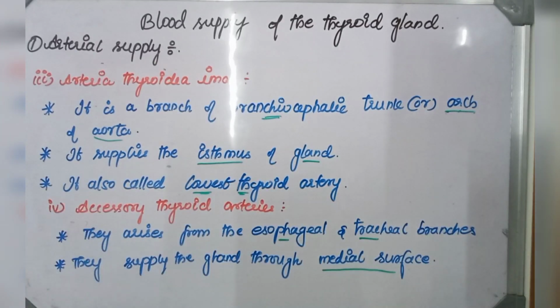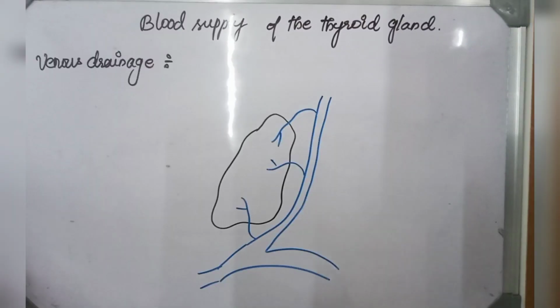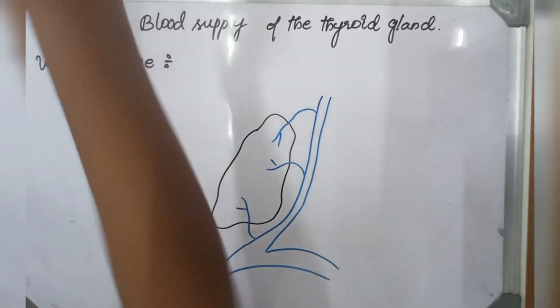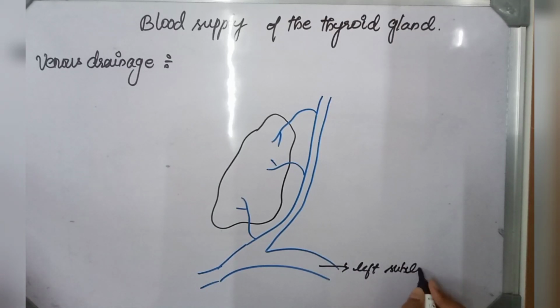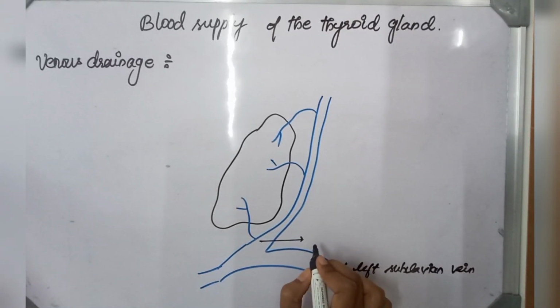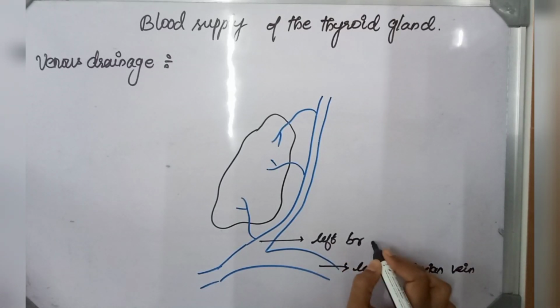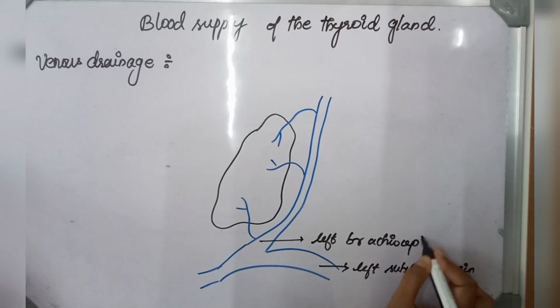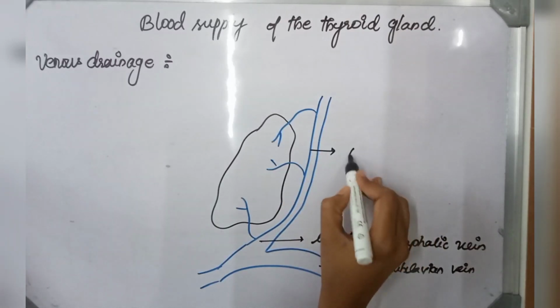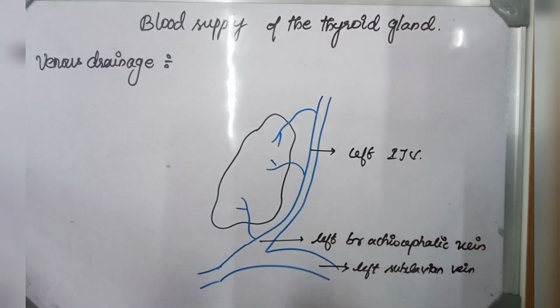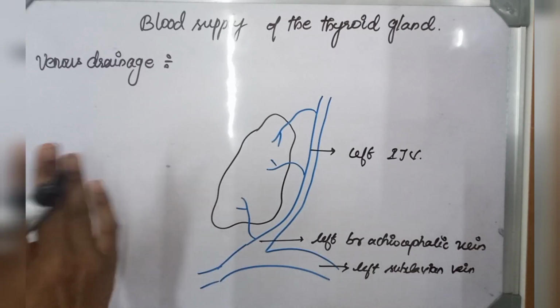Next, let us see the venous drainage of the thyroid gland. Before going to the veins, we have to see some important structures here. This is our left subclavian vein. Then this is our left brachiocephalic vein, and this is our important structure called the left internal jugular vein. These three are the most important ones, and there are four important veins which drain the thyroid gland.